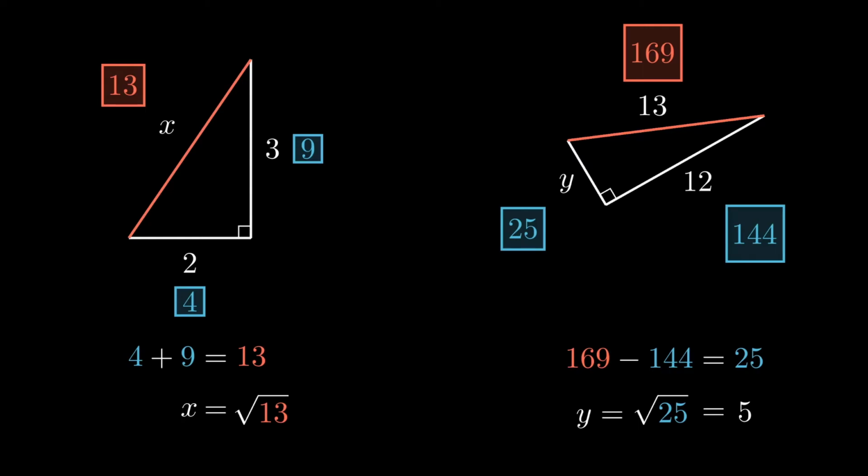Sometimes the square root will work out nicely, sometimes it won't, like the x one. If it doesn't, then you can round if we ask you to, or just leave it as a square root if we don't ask you to.